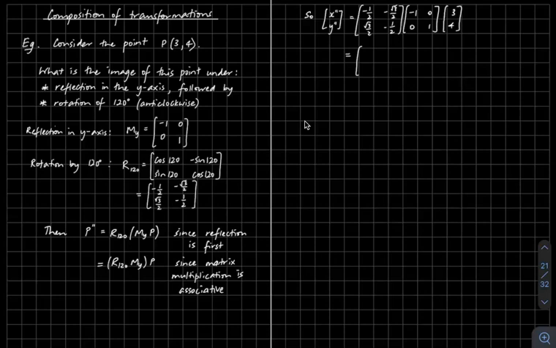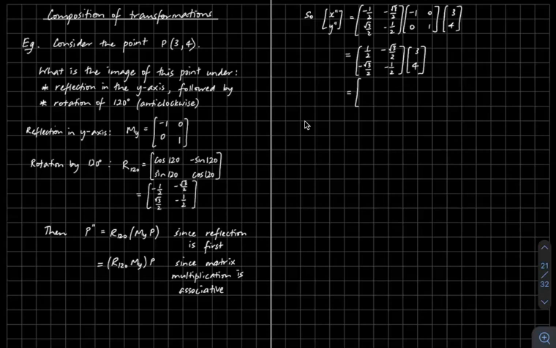So going row by column, I'm just going to get positive a half there. Going first row by second column, I'm going to get a negative root 3 over 2. Second row times first column will give me a negative root 3 over 2. And second row times second column will give me negative a half. Alright, and then doing that product there.